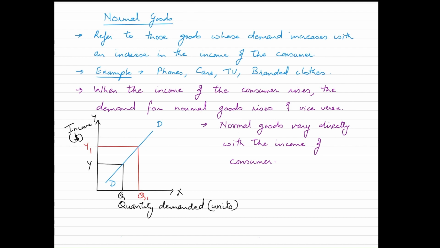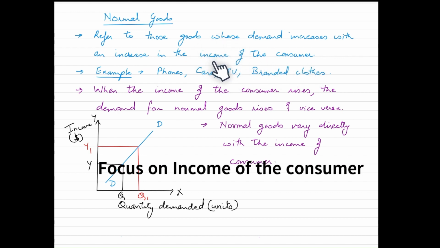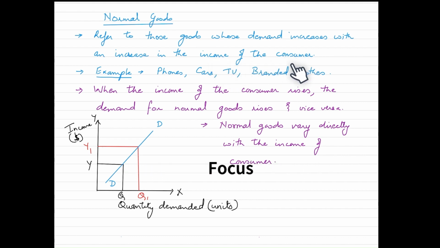What are normal goods? These are the goods whose demand would increase with an increase in the income of the consumer. So the point of consideration here shifts from prices to the income of a consumer. For example, we have numerous commodities. You can look around in your room and you would find a lot of commodities that would vary with the changes in your income. Some examples that I have quoted are phones, cars, televisions, branded clothes, so on and so forth. Now what happens here is when the income of a consumer rises, he becomes better off in terms of his purchasing power, and hence the demand for normal goods would rise, and the opposite would also hold true.